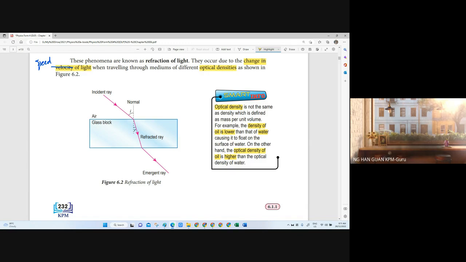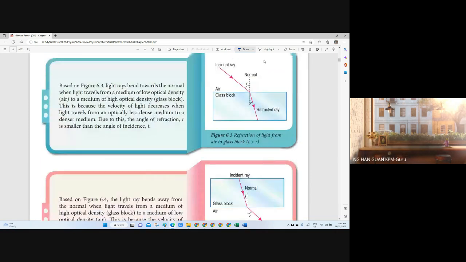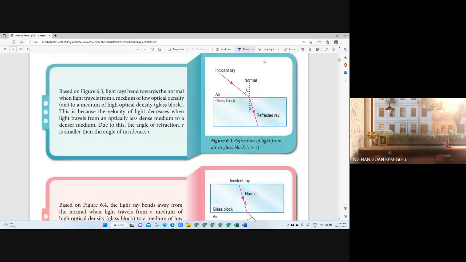Optically denser, then the speed will be decreased. All right, so this is how we study the incident angle and the refracted angle as given in the diagram here. And in these refractions of light, you have to be really clear about the incident ray and the refracted ray, whether it's from optically denser to optically less dense or vice versa.